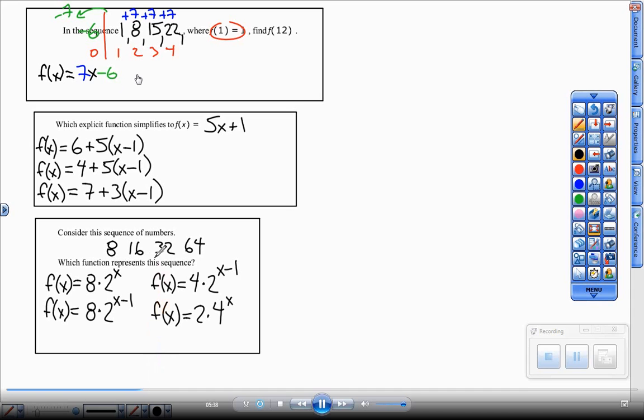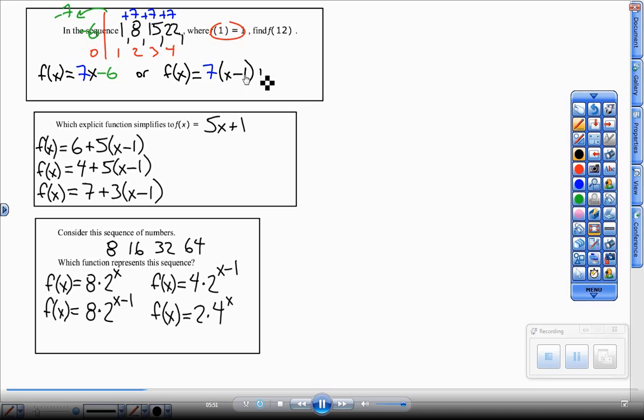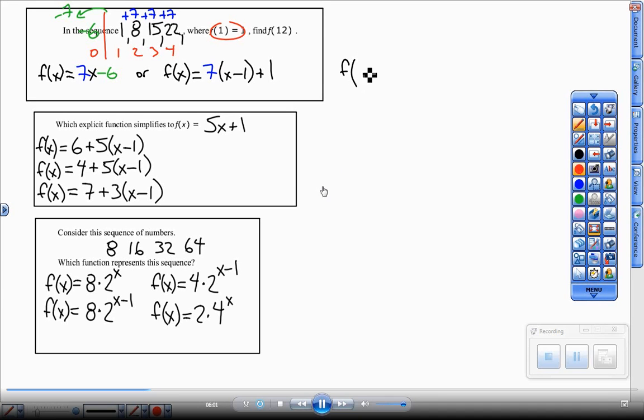Or you could use that same 7 times x minus 1, plus 1 right there. The second word is reps. Repetitions, reps. All right, I'm going to plug in 12 into this first explicit equation right there, and I'll show you both how they work.